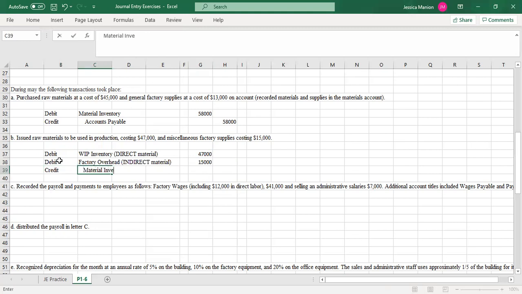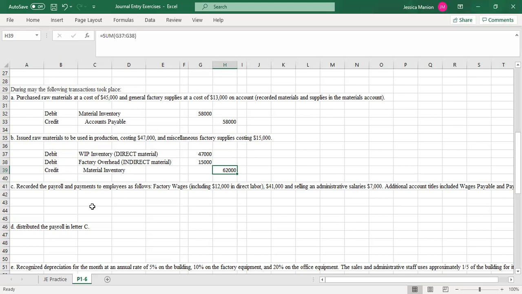So again, if we're thinking about material inventory, like our storage facility or our stock room where we keep all of our parts, that's our material inventory. And now we've just taken some of these parts and transferred them over to the factory. Now they're being used in the factory. 47,000 of direct material, 15,000 of indirect material. We add those two together, we've used a total of 62,000 in material now, right?